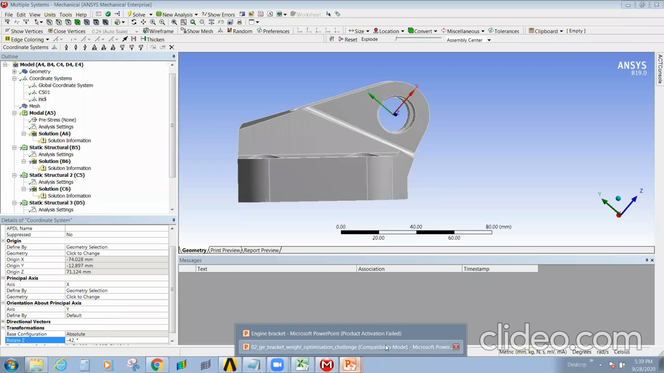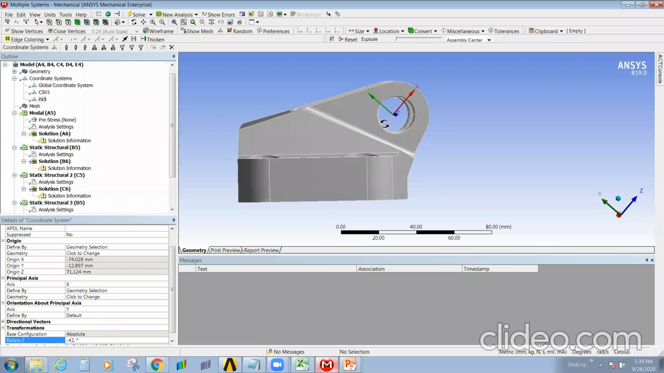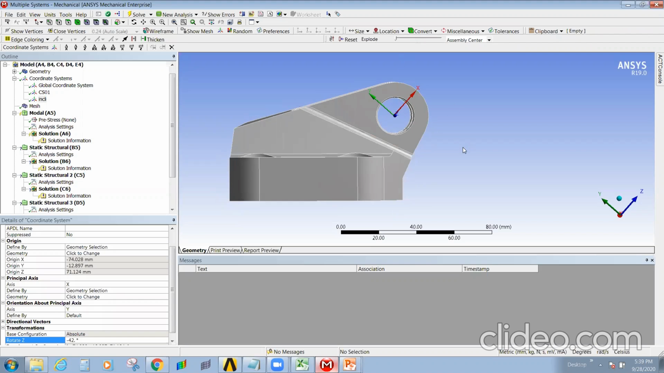Yeah, it is mentioned. You can see the third loading condition, that is, your inclined load is applied at 42 degree from vertical. It has been given by the customer. For that, we are applying our load at 42 degree from vertical. Okay. Any doubt again? No, sir. Okay. Got it.